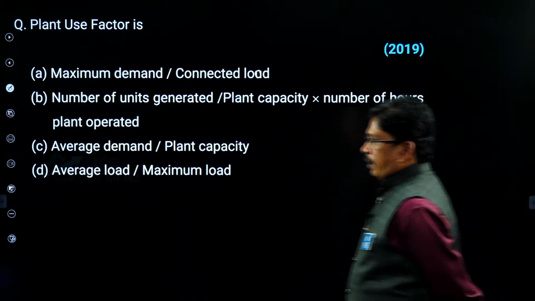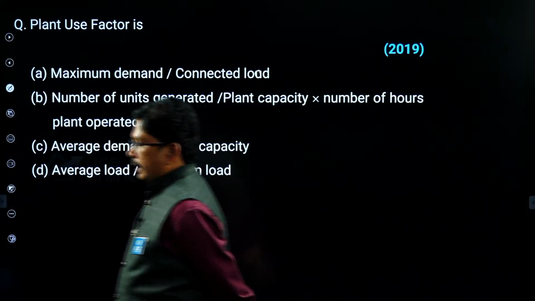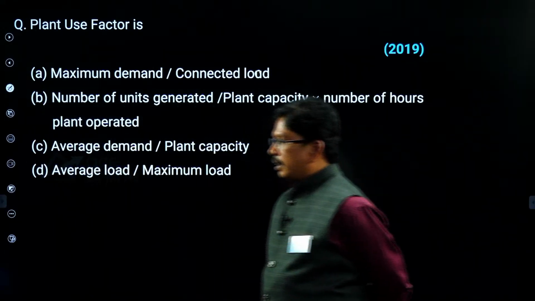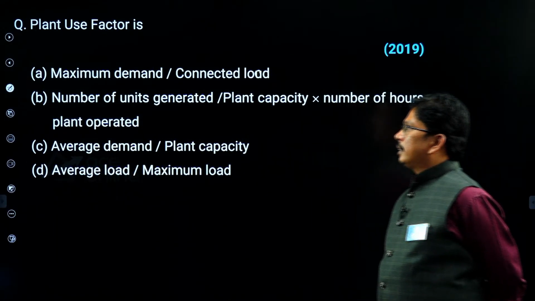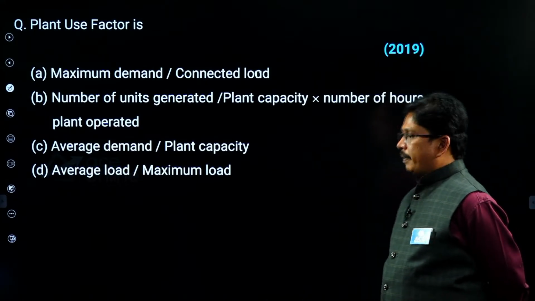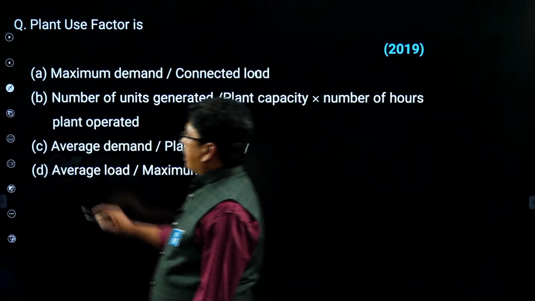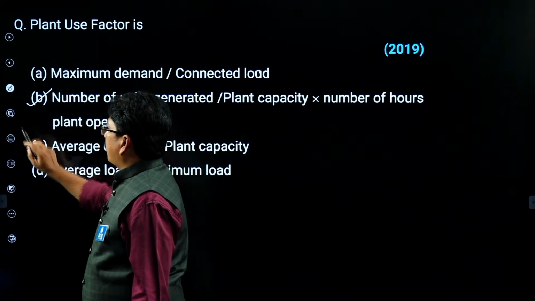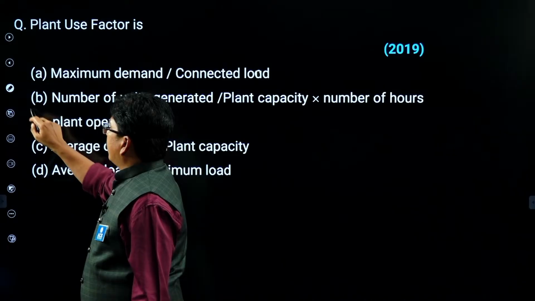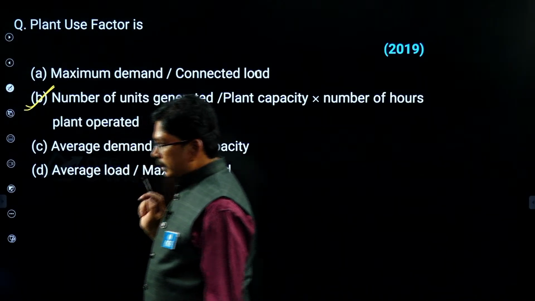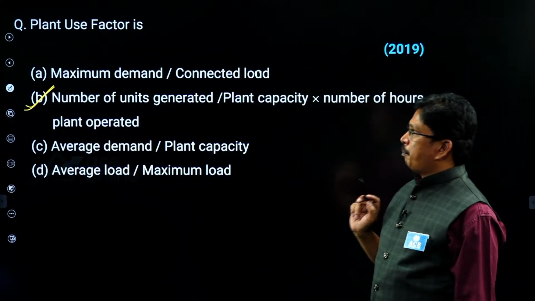So, very good Kishore, very good. That's a perfect answer. The plant use factor is number of units generated divided by the plant capacity into number of hours the plant is actually operated. Very good. It's option B.